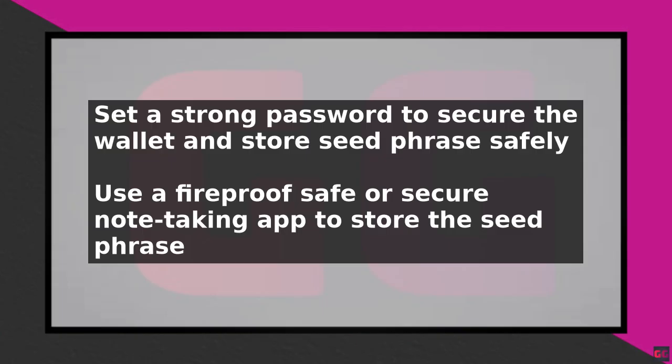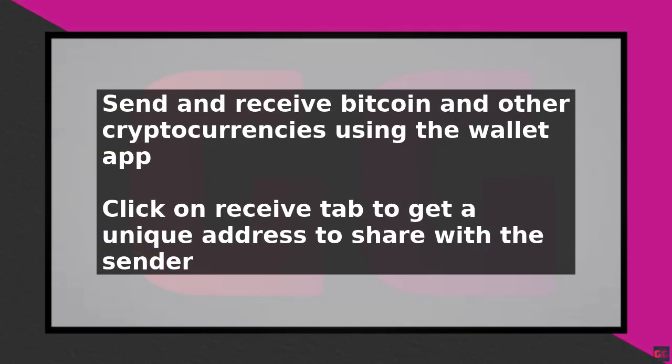To receive cryptocurrency, click on the Receive tab and select the type of cryptocurrency you want to receive. You will be given a unique address to share with the sender. To send cryptocurrency, click on the Send tab and enter the recipient's address, the amount you want to send, and any additional fees. Always double-check the recipient's address to avoid sending cryptocurrency to the wrong person.